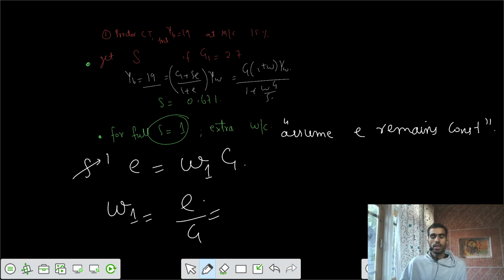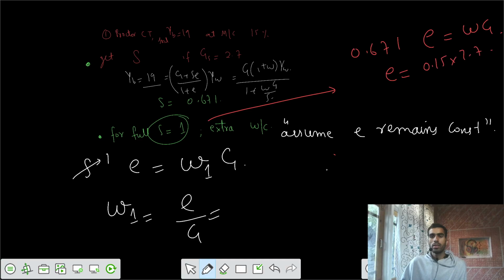The value of W1 would be calculated from E by G, so how much is your E? We need to calculate it from the first statement. Once we got the value of S equal to 0.671, we have SE equals WG. From that we can get the initial value of E, that is WG divided by S. So W, 2.7, divided by the value of S, 0.671. That value of E we can substitute here, and finally we can get the value of W1.